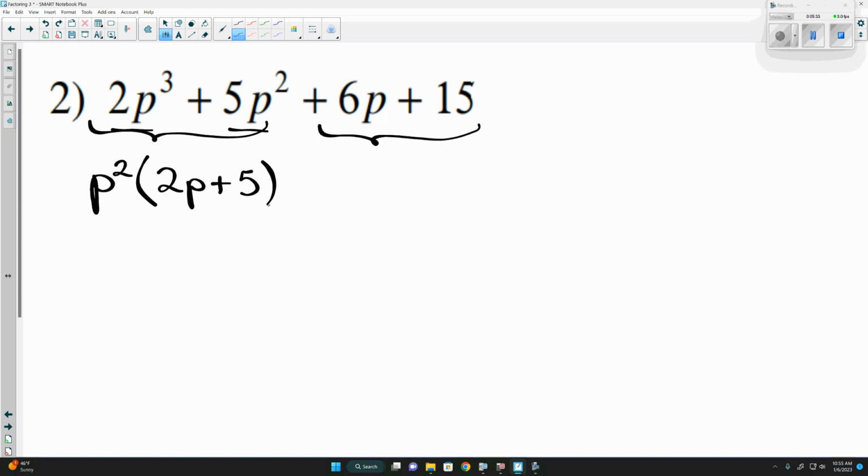Now we can look at the next two terms, 6p plus 15. Now they're both positive, so we'll have plus. What is the greatest common factor between 6p and 15? 3. So we can factor a 3 out of both. If we factor a 3 out of 6p, 6 divided by 3 is 2, and we still have p. 15 divided by 3 is going to be plus 5.